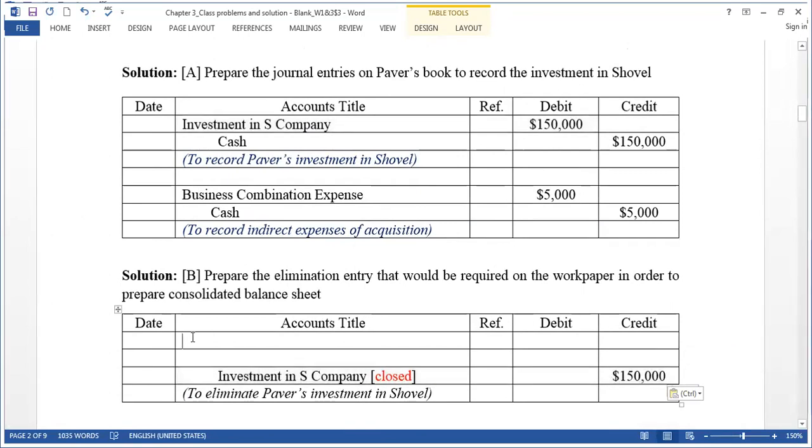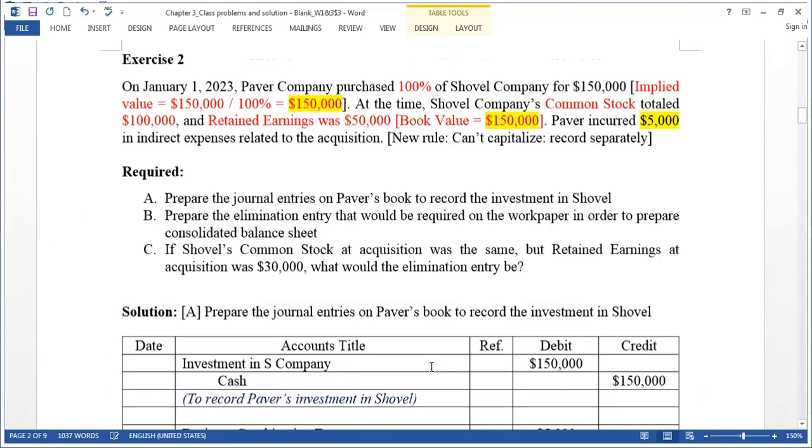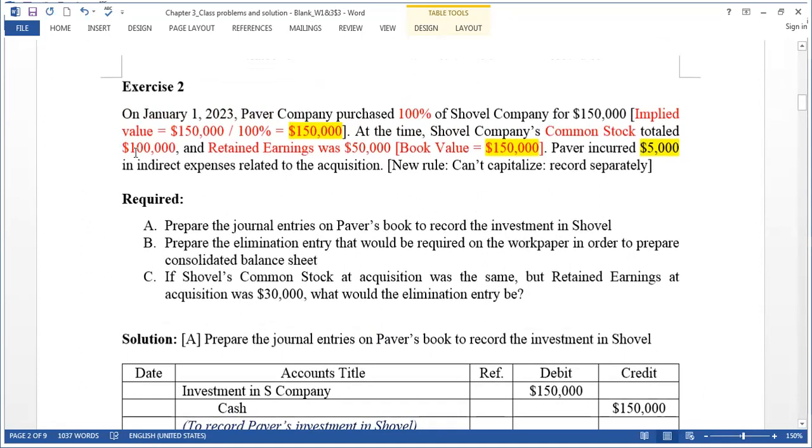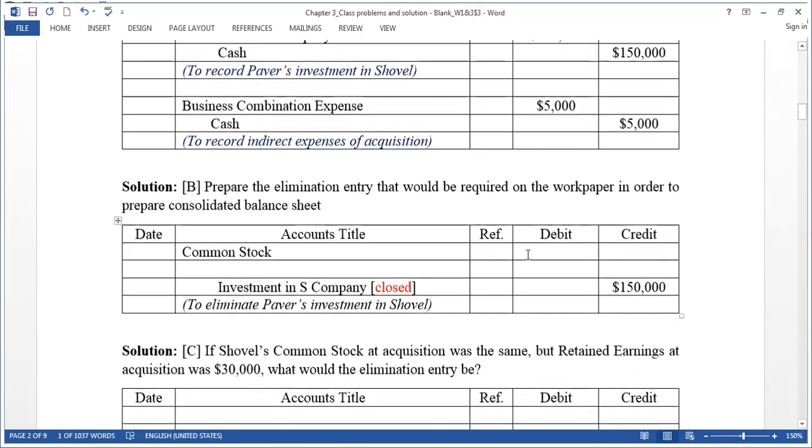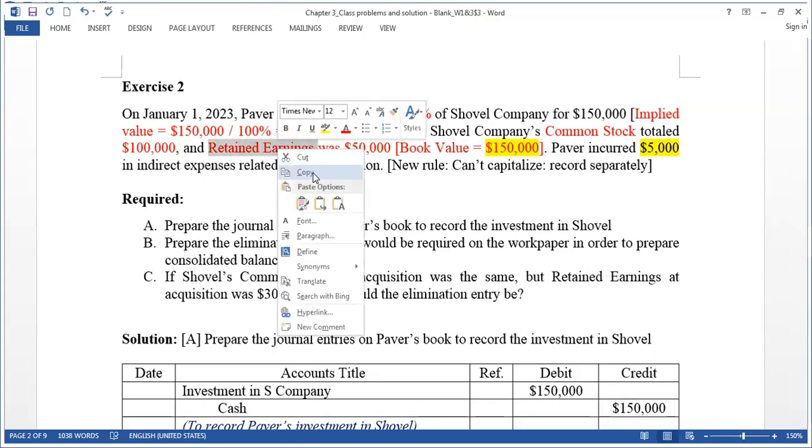And we have to close the book value, right? We have to close the common stock. Common stock of subsidiary is $100,000. We have to close common stock. And this question does not have any additional paid in capital, so we cannot record it. We have retained earnings, so we have to close them.